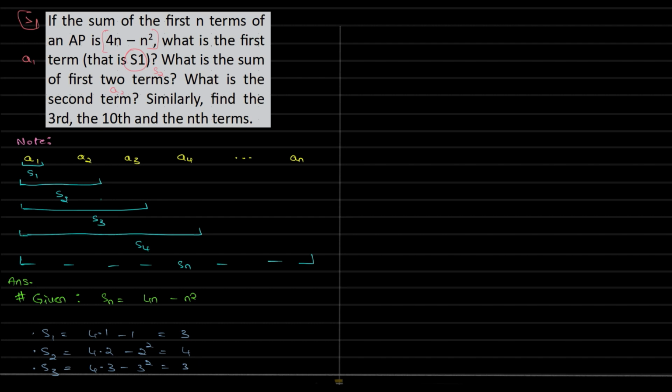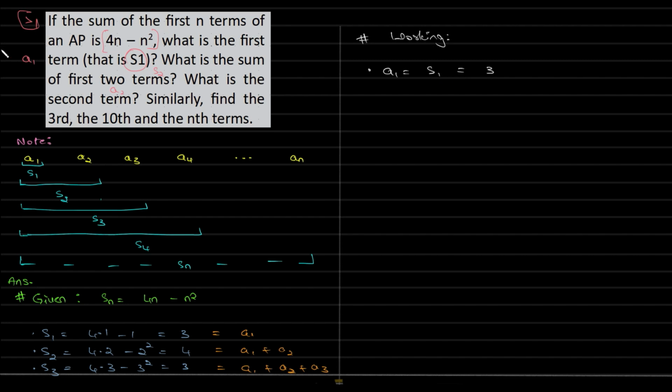So now we'll also make a note of the fact that S1 is A1, right? S2 as per this diagram is A1 plus A2, and S3 is A1 plus A2 plus A3. This will help. You need not write this in the exam, but this idea will help. So now you have the working. First, what is the first term? So the first term clearly is equal to S1, which is equal to 3.